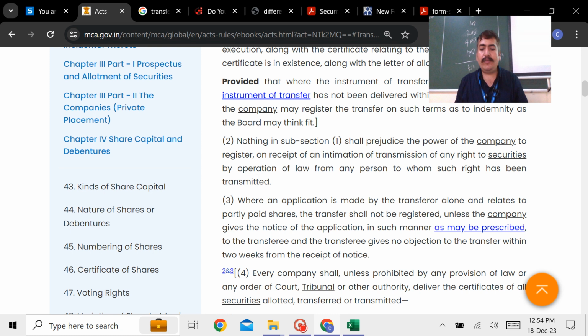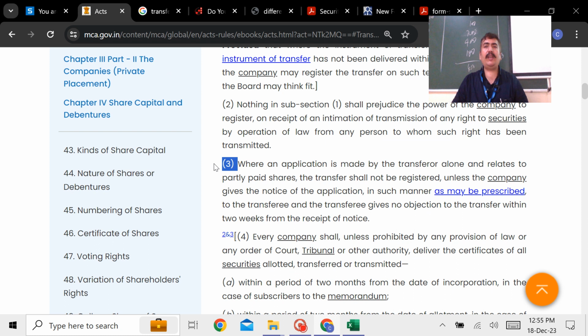Look, if you don't like the decision of the company, you can go to tribunal against the refusal. Are you getting my point? But you cannot challenge the right of the company. ठीक है? ठीक है. Now subsection 3 contains one logical point.